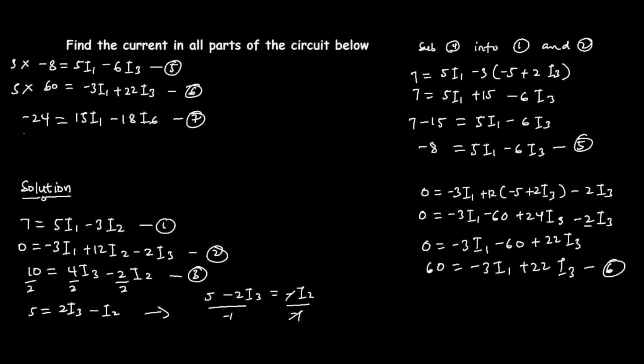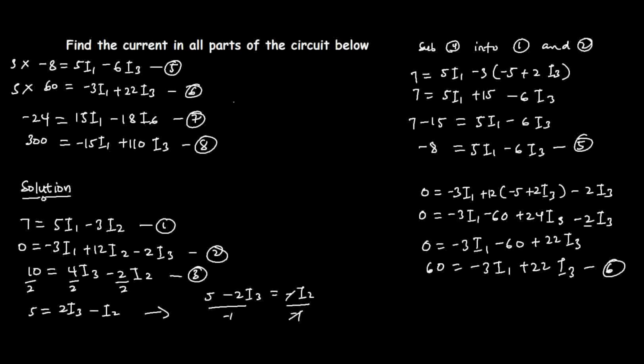Okay. So now we are multiplying equation 6 by 5. That was 5 times 60, which gives us 300, and this will be equal to 5 times minus 3I1, that will give us minus 15I1. Then you have 5 times 22I3. So 5 times 22 will be plus 110I3. So let's name this as equation 8.